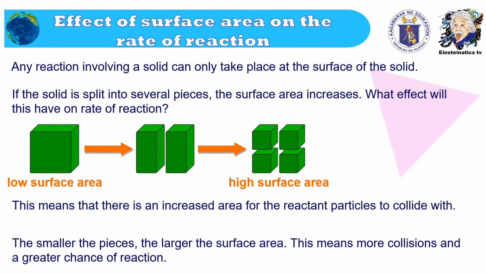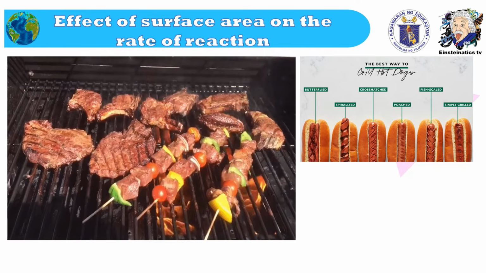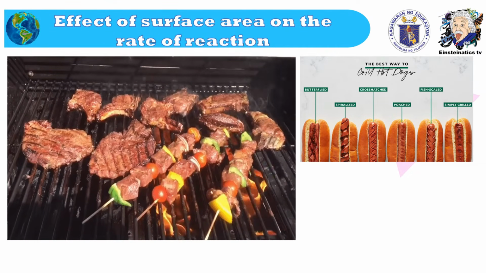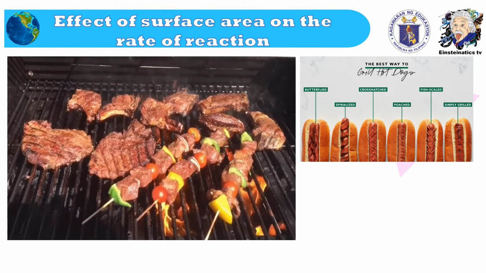So, that is why yung mga meat, diba, sa mga barbecue is kinakat into thin pieces para mas madali siyang maluto. So as you can see here, considering the effect of surface area on the rate of reaction, this is the reason why meat is cut into thin pieces when cooking, para mas madali siyang maluto at mabilis mangyari yung chemical reaction between the meat and the fire.